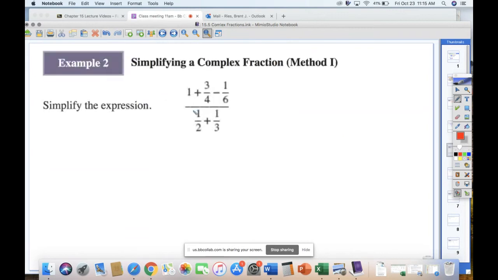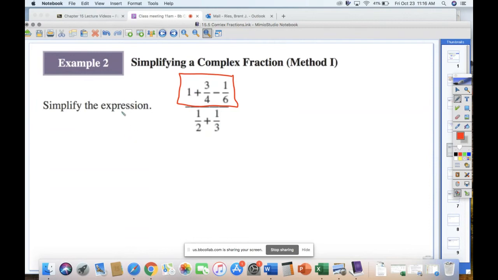So let's add a little bit more complexity to it. Let's make it so we have to simplify the top, the numerator, and simplify the bottom, the denominator. We have 1 plus 3 fourths minus 1 sixth divided by 1 half plus 1 third. Go ahead and write this down. It's going to be the same old song and dance, though. We're going to deal with the top on its own.